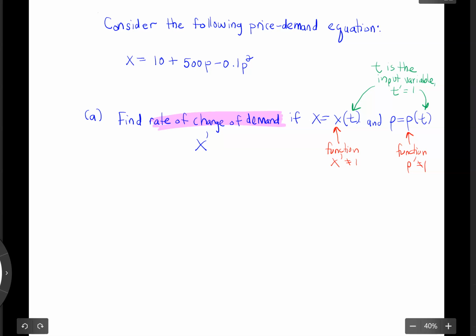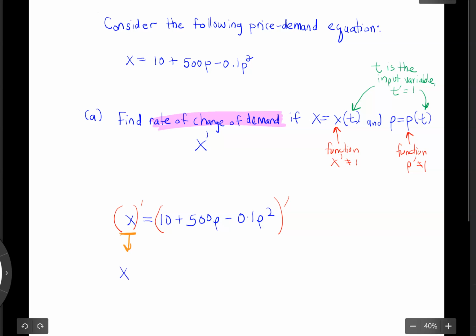Okay, so same equation. I'm still taking the derivative of every single piece on both sides. Now when I take the derivative of X, that's X prime. X is a function, so I'm just going to leave it X prime. When I take the derivative of 10, 10 is a constant, so that's derivative 0. When I take the derivative of 500P, I'm going to do my power rule, but P is a function. So understood exponent of 1 times 500, that'll give me 500. I rewrite my base.